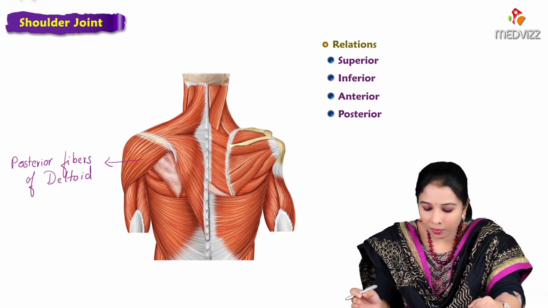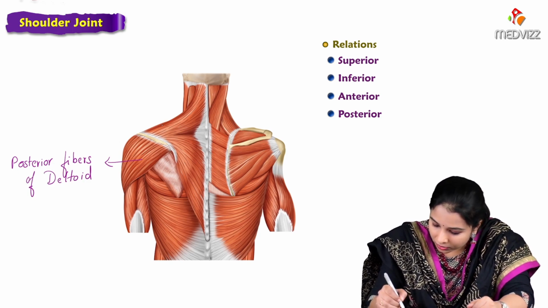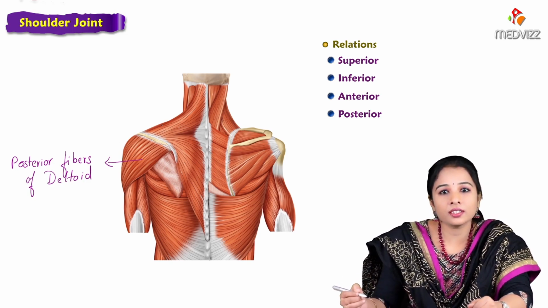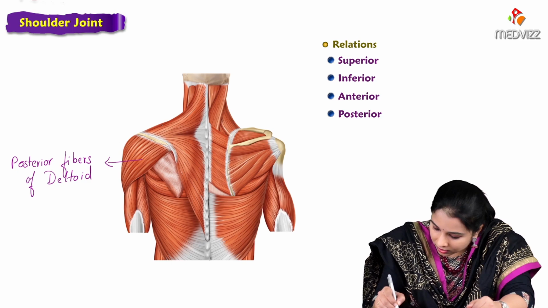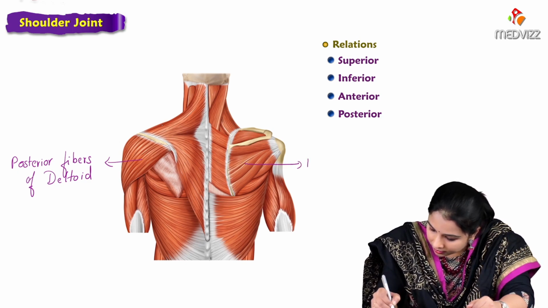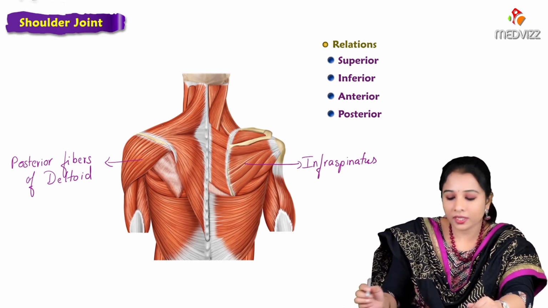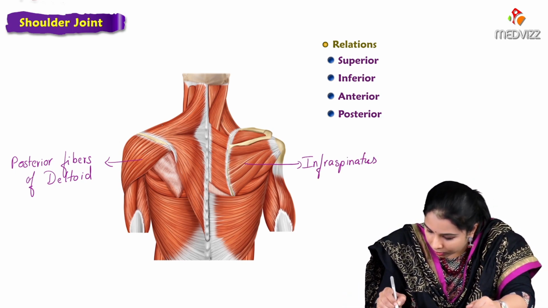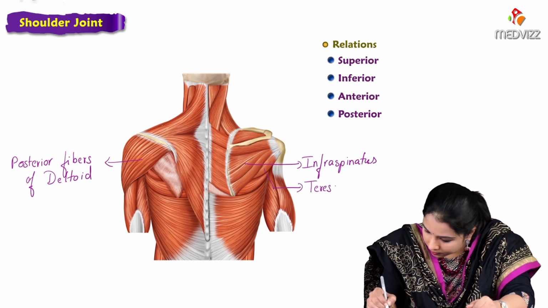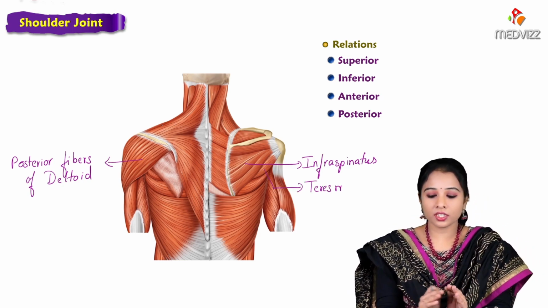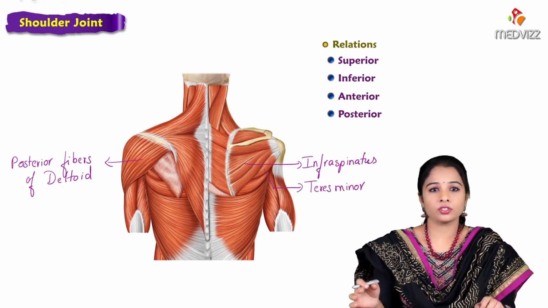After removing the posterior fibers of deltoid, posteriorly we can see it is related to infraspinatus. So, this is the infraspinatus muscle. And along with the infraspinatus, we can see teres minor also. So, these are the posterior relations to the shoulder joint.